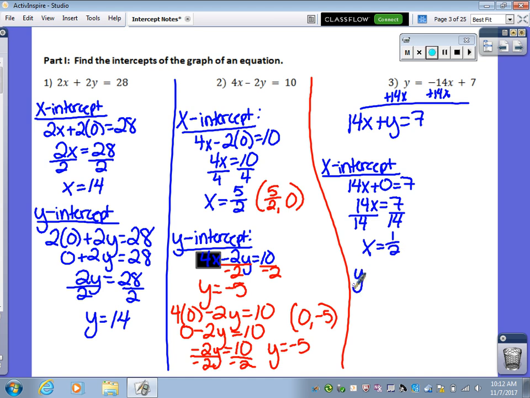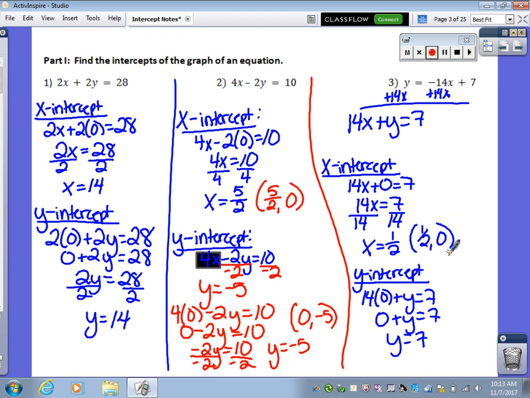To get my y-intercept, plug 0 in for x, or use your hand and cover up 14x. Either way, you'll see that y is 7. Again, these are two different ordered pairs. This one is 1/2, 0, and this one is 0, 7. Take a second before you move on. Make sure you look over this work again, and make sure you understand it.